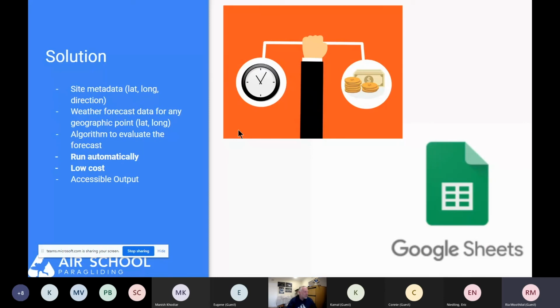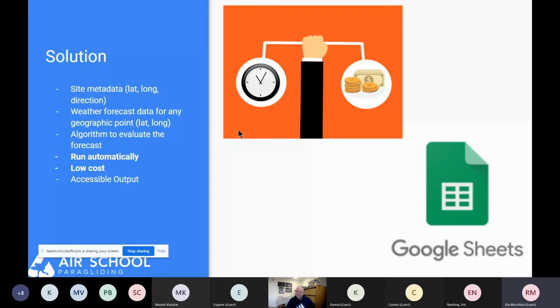So my other requirements were run automatically and low cost. And when I initially built this tool, I did it in Google Sheets because it was easy for me to just mock it up there to test out how things would work. And it did work. You can automate the scheduling of your scripts and so on. So that ticked the box of automation, and I've got it running on Google Sheets with automated triggers. It's all in the cloud, and it doesn't cost me a cent.